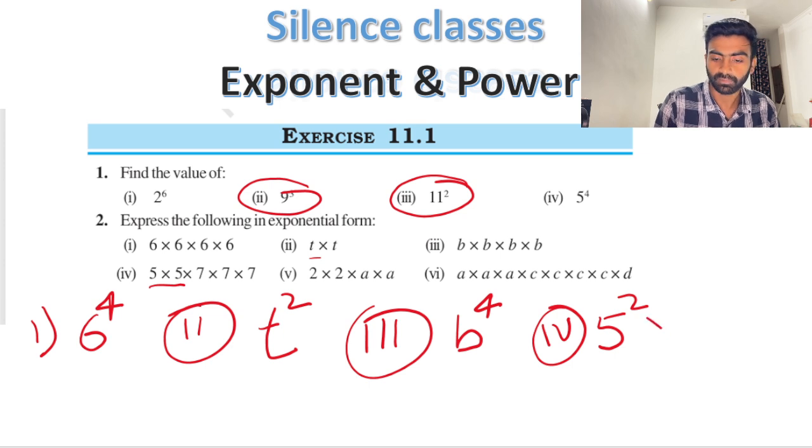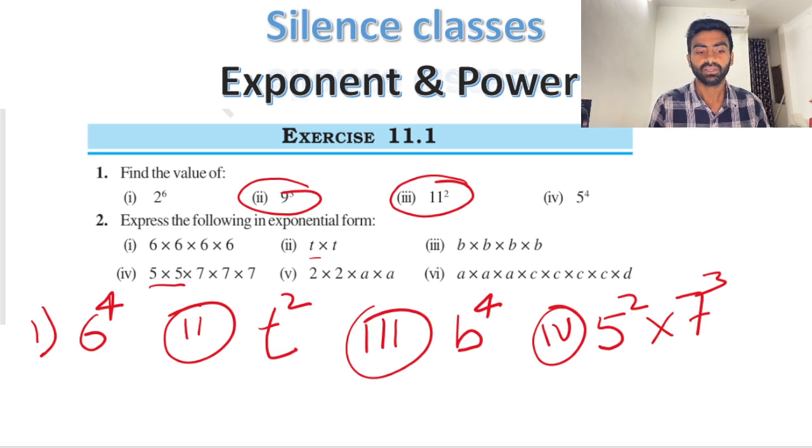We will put the multiplication sign, and then we will write down the other number, which is 7. We will write down 7, and then count how many 7s there are. 1, 2, 3. 3 is there. Okay. So this is the answer: 5 to the power 2 multiplied by 7 to the power 3. Okay. I hope you guys understood.